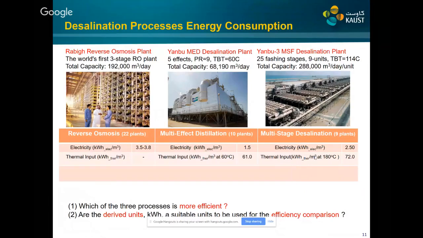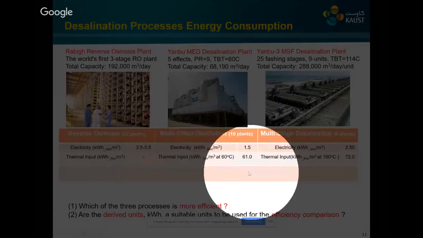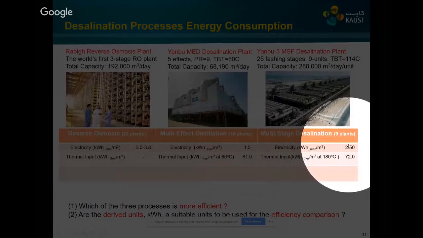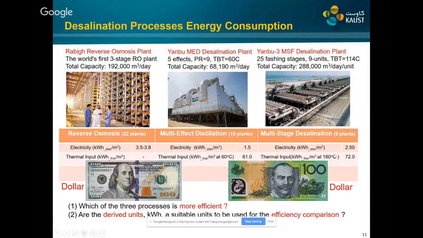So now the question is whether we can guess from here which process is more efficient. Any person who has very little knowledge about energy or the grade of energy can easily judge from here that the RO process is efficient, because he can only see the figures, that is 3.5 as compared to 61 plus 1.5 and 72 plus 2.5. So in other words, he is comparing dollar with dollar. Electricity with thermal, according to him, is the same energy level. So he compares them, thinking that the US dollar is the same as the Australian dollar.